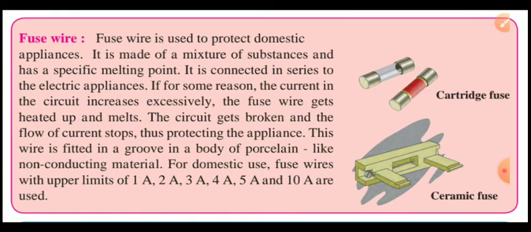Now, fuse wire is used to protect the domestic appliances. It is made up of a mixture of substances and has a specific melting point. It is connected in series to the electric appliances. If for some reason the current in the circuit increases excessively, the fuse wire gets heated up and melts. The circuit gets broken and the flow of current stops, thus protecting the appliances. The wire is fitted to a groove in a body of porcelain, a non-conducting material. For domestic uses, fuse wires with upper limits of 1 ampere, 2 ampere, 3 ampere, 4 ampere, 5 ampere and 10 ampere are used.